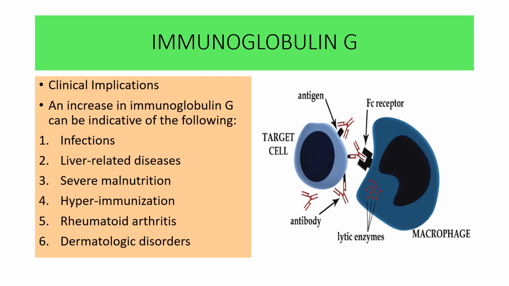Clinical implication of IgG: the increase in IgG can be indicative of infection, liver-related diseases, severe malnutrition, hyperimmunization, rheumatoid arthritis, and dermatological disorders.